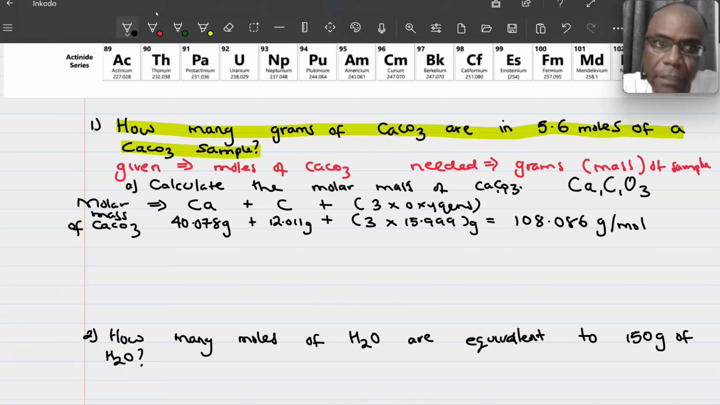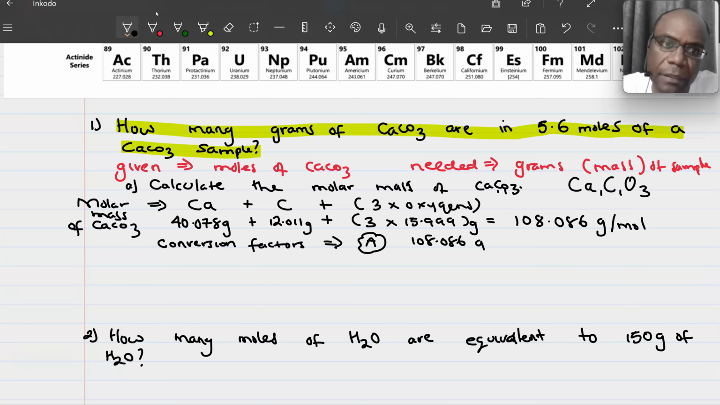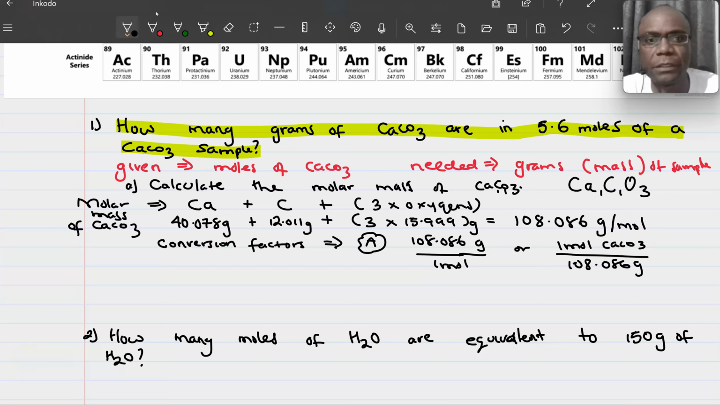Now that is important because now I have 2 conversion factors. My conversion factors: the first one is 108.086 grams is equivalent to 1 mole of calcium carbonate, or I can say 1 mole of calcium carbonate is equivalent to 108.086 grams. So which one do you think we should use?